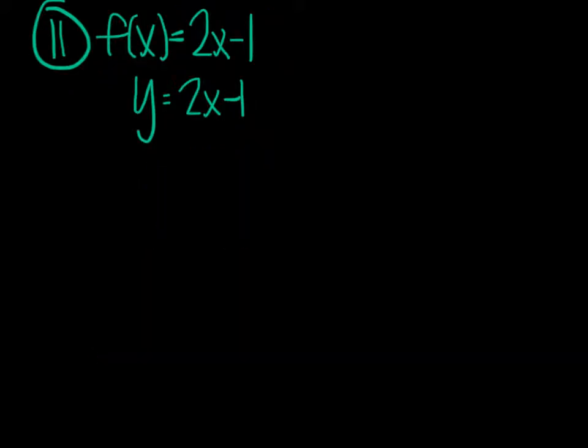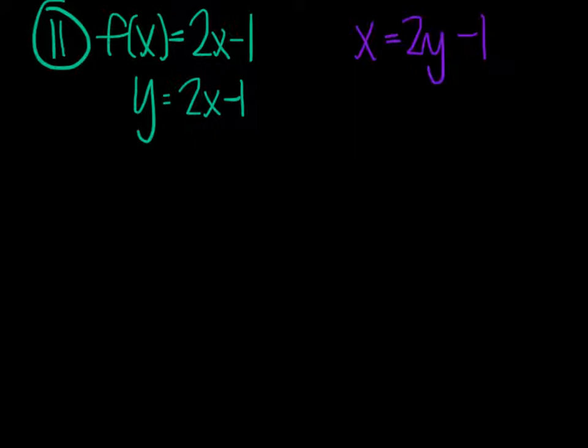So for number 11, we are finding the inverse of f of x equals 2x minus 1. So the first thing we're going to do is change f of x to y. And the next thing we're going to do is switch the x and y values. So we get x equals 2y minus 1. And then we're going to solve this to get y by itself.